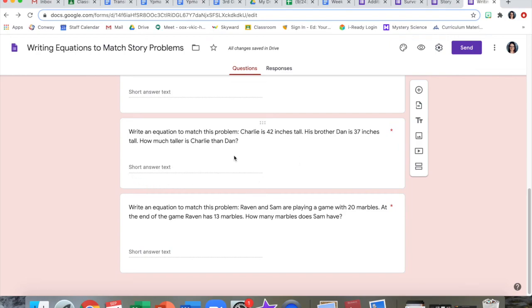Last one. Raven and Sam are playing a game with 20 marbles. At the end of the game, Raven has 13 marbles. How many marbles does Sam have?